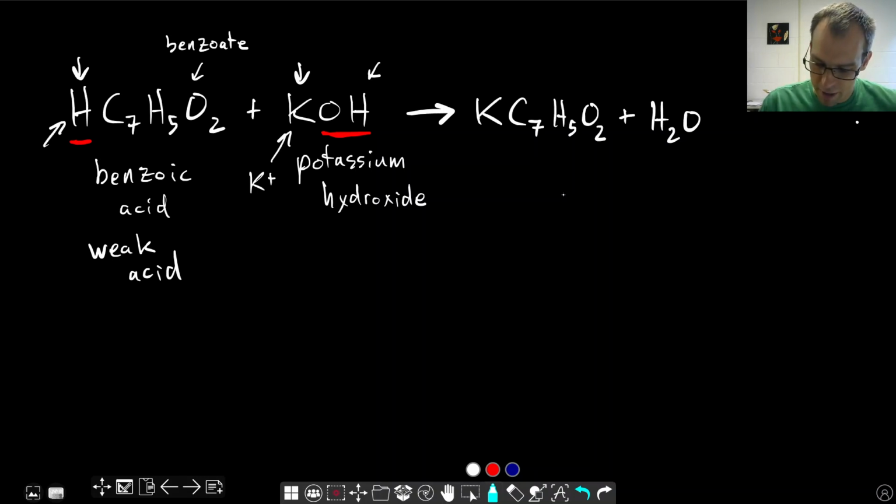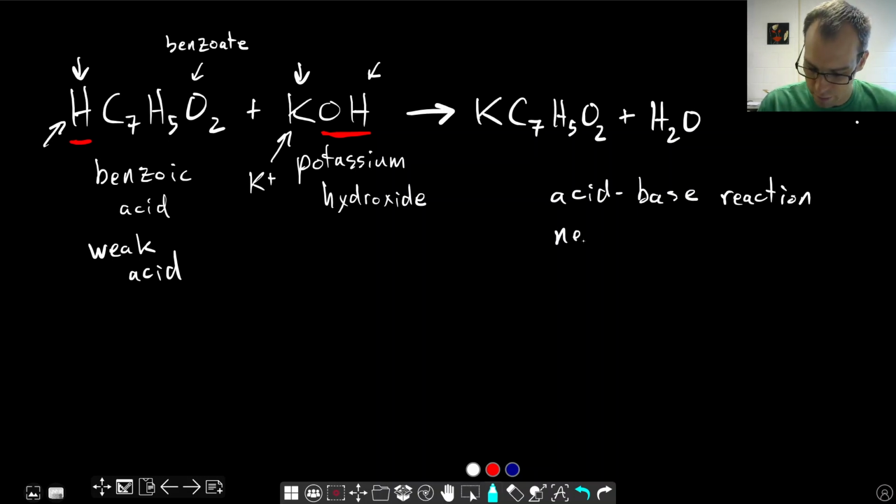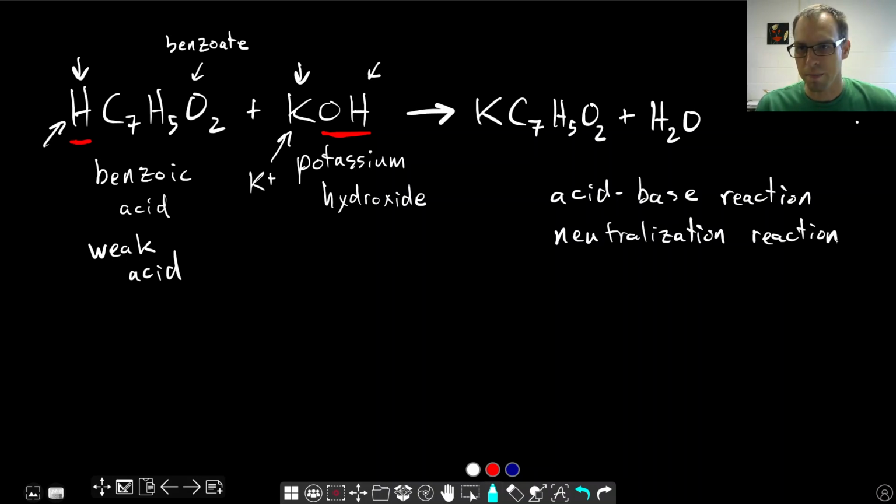And by the way, another name for this type of acid-base reaction is a neutralization reaction, because the acid and the base neutralize each other. Just want to make sure you have that vocabulary. Okay. One thing I've neglected to do is list the states of matter for all these. This is aqueous. This is aqueous. This is aqueous. This is aqueous.